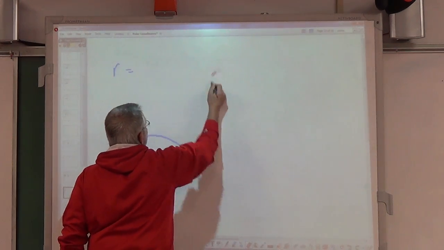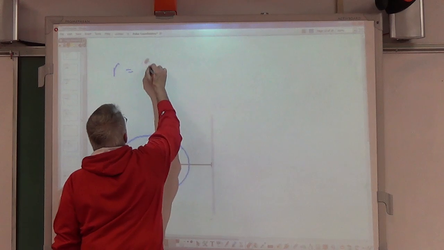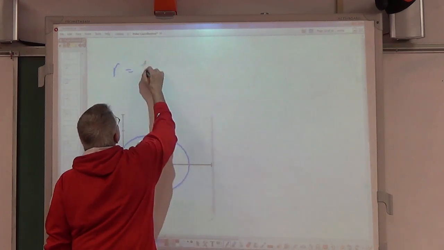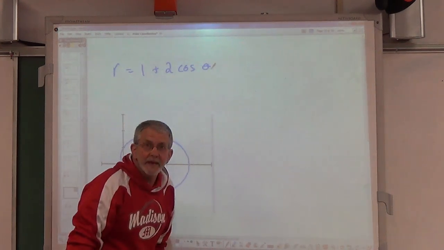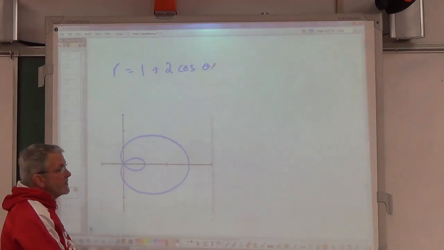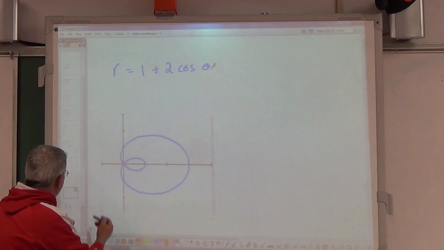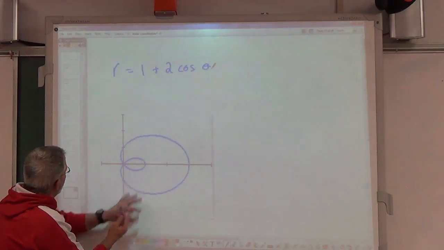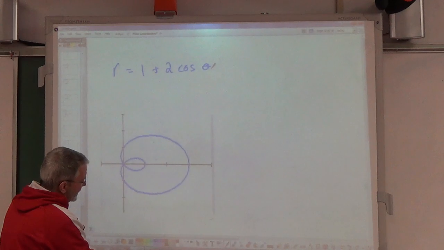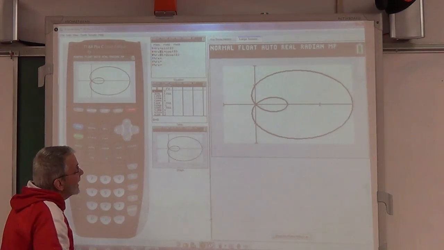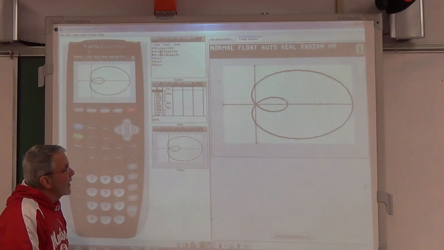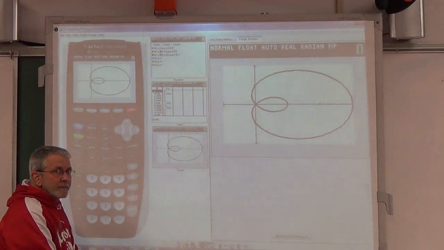Keep in mind, you're allowed to make a mistake, and teachers are allowed to make a mistake. There's a typo there. A couple times I've gone through this. So this is the graph of 1 plus 2 cosine theta. Now that is an interesting graph, and how did that happen?